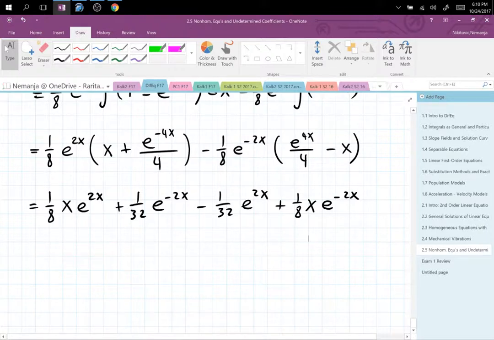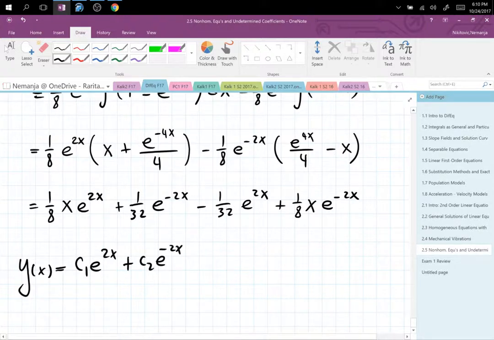I have 1, 8 x, and that one has x. So, yeah. Yes. So y of x is c1 e to the 2x plus c2 e to the negative 2x plus all of this.